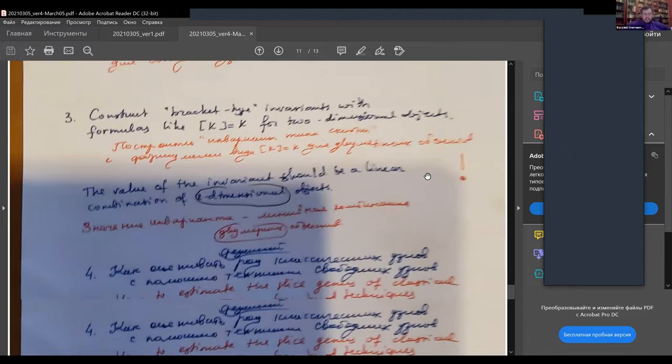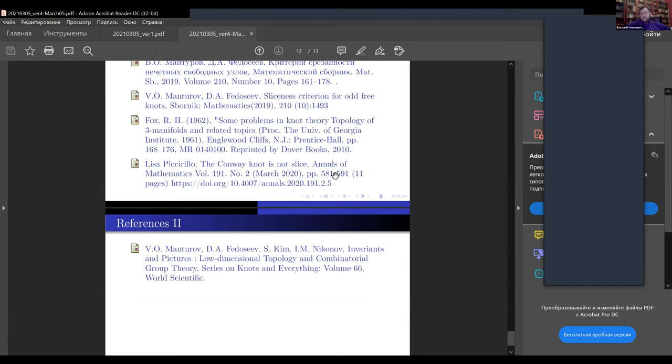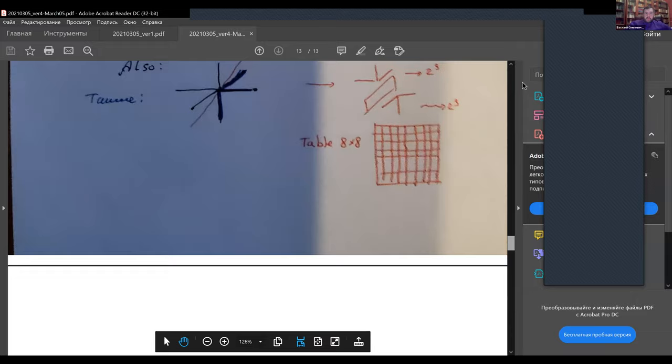And here is the list of references. So here is the beautiful paper by Fox, who was the teacher of John Milnor. Each ribbon knot is slice, because ribbonness means that we have some bands, and this band intersects itself, and it has only band-like singularities. And the conjecture is that each slice knot is ribbon. And now I want to pass to the main object of our study.